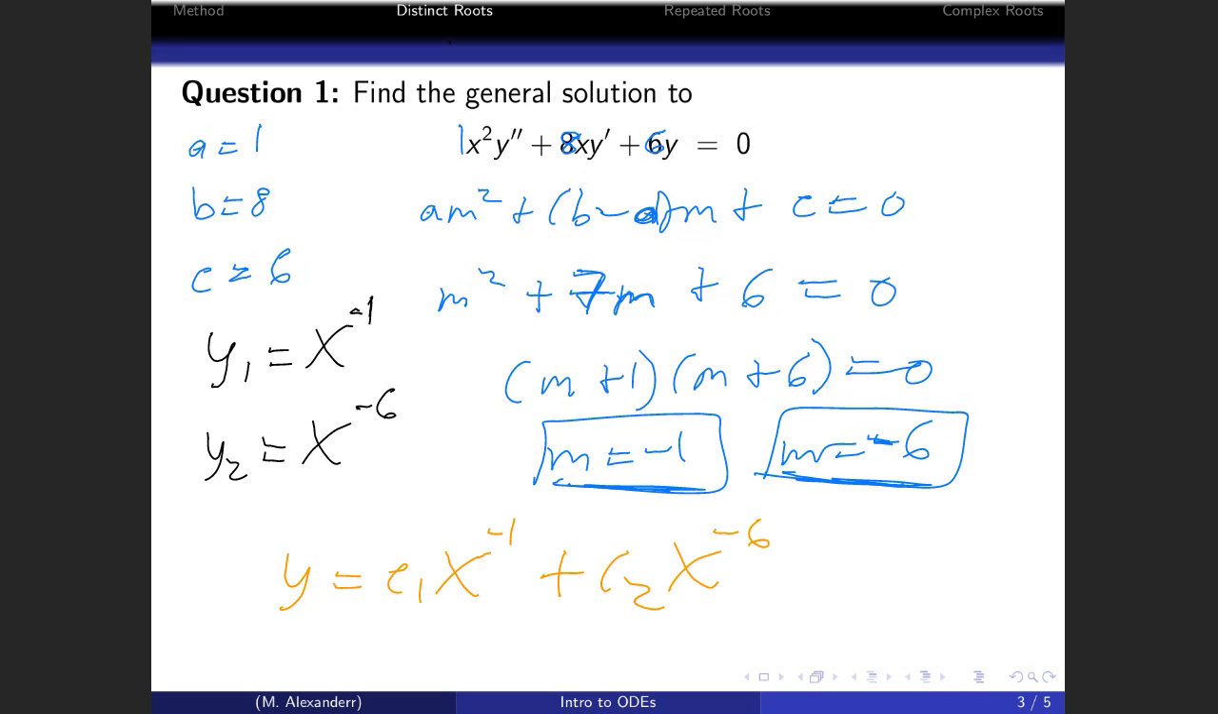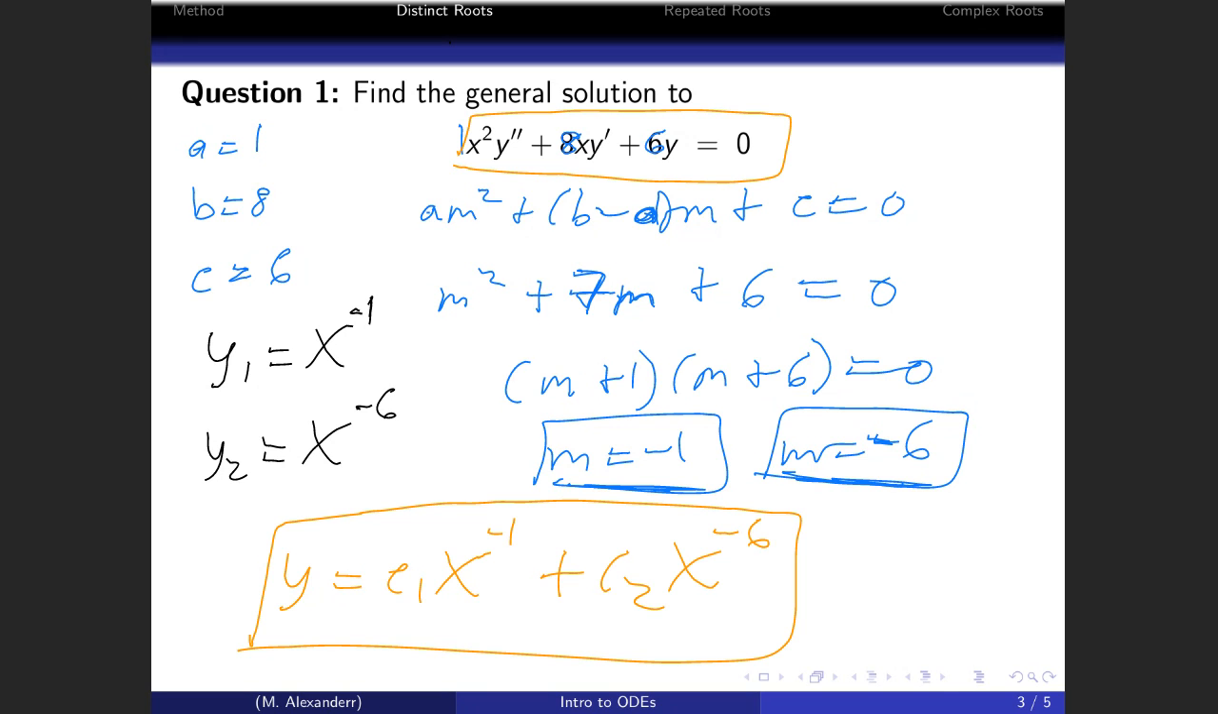All right, so this is going to be the general solution to the homogeneous equation, which is on the very top. So it's a homogeneous equation, and it's a specific type of equation. It's the Cauchy-Euler equation. All right, so that's the first example where you have two values for m coming either from the quadratic formula or from factoring.